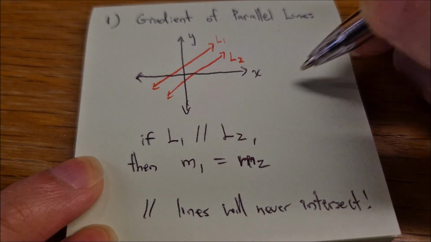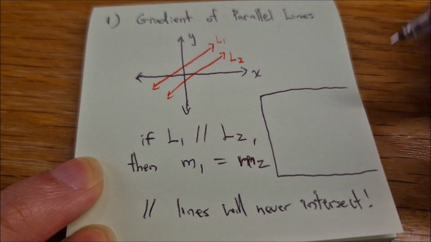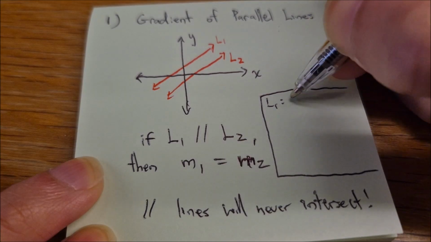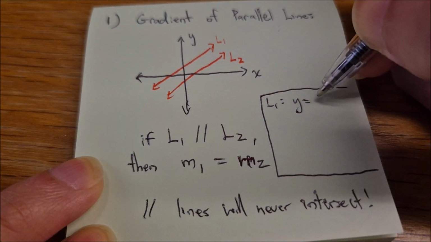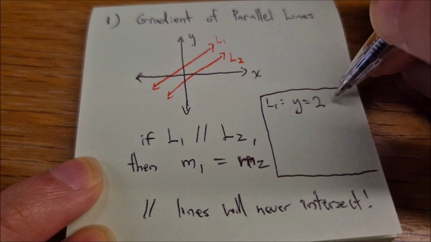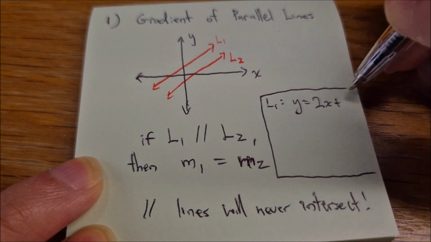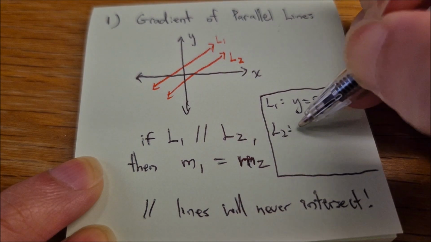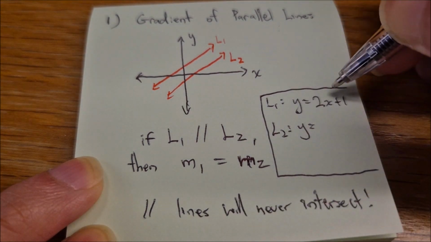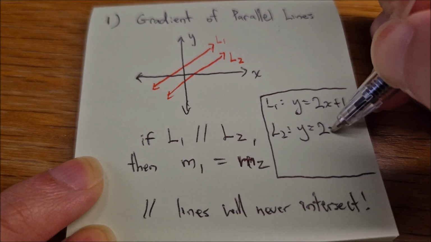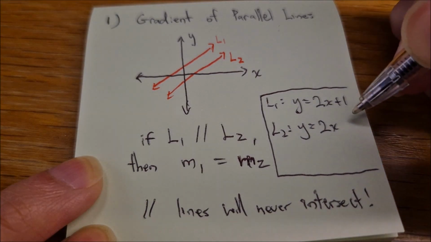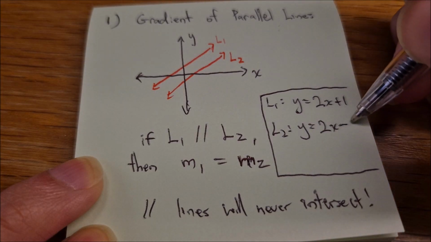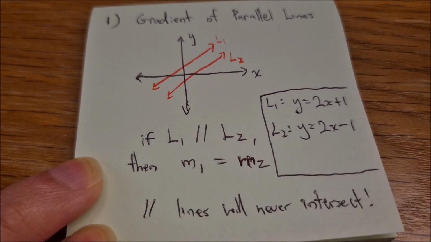For example, my line 1 has equation y equals, let's say, 2x plus 1. Then we know line 2 will have gradient 2 as well. And let's say the y-intercept is below the x-axis, and let's say we can choose -1.